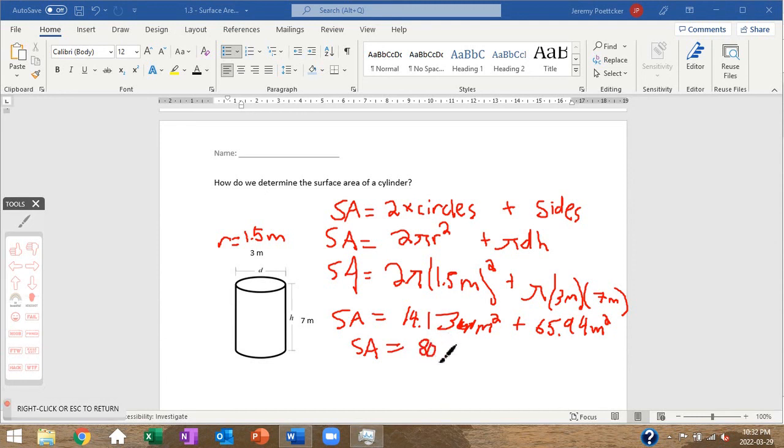Notice again that all of my measurements are in whole numbered meters. So I should get my answer in the same decimal place. So surface area here is equal to 80 meters squared. There we go. We have solved our problem.